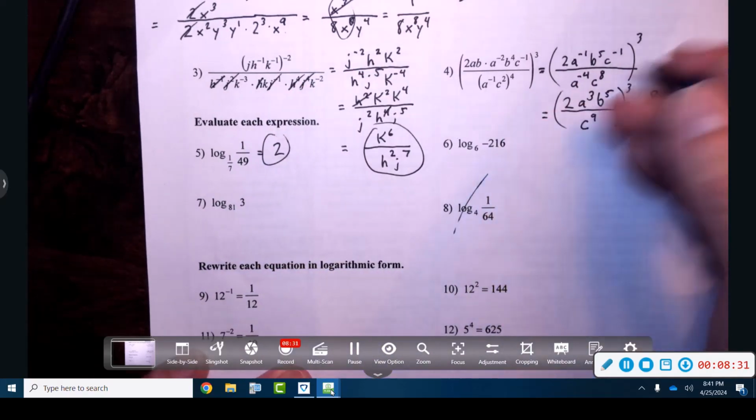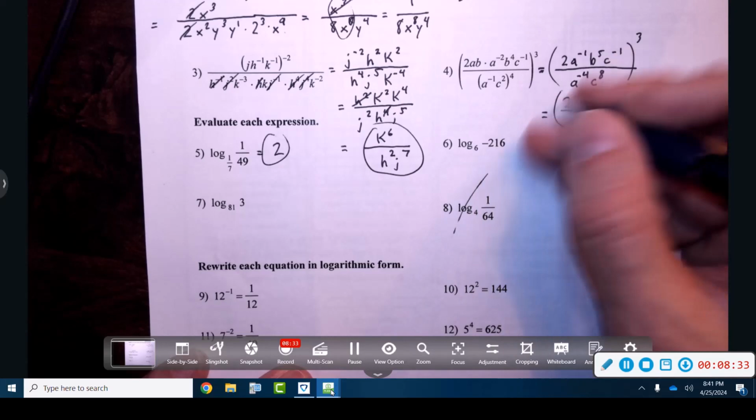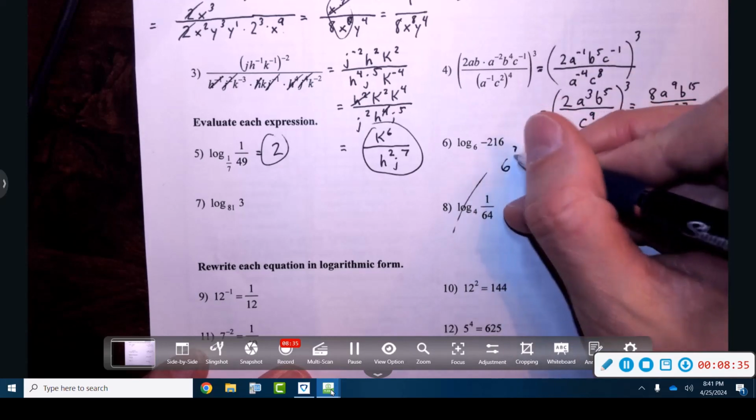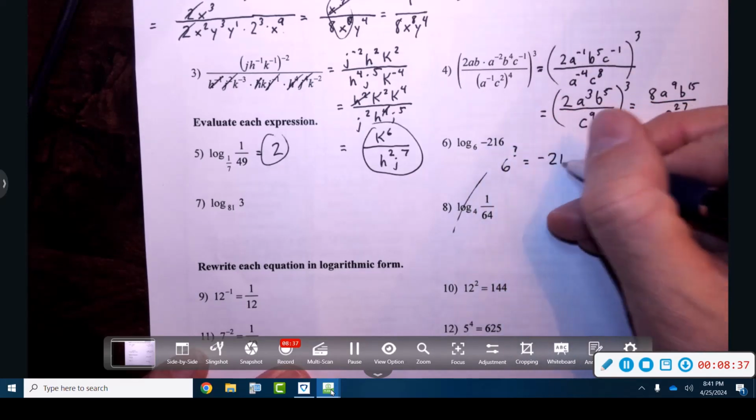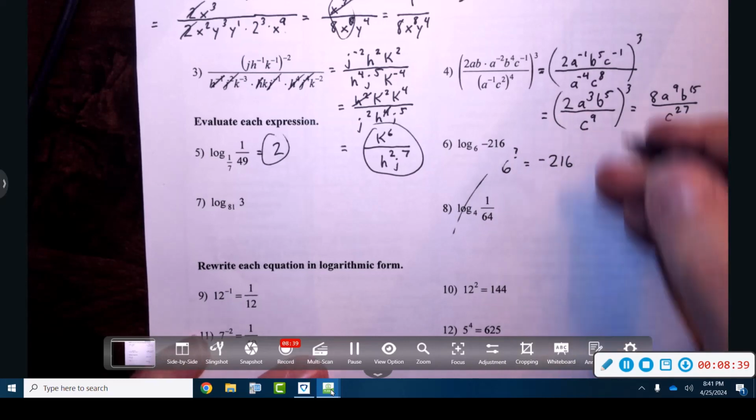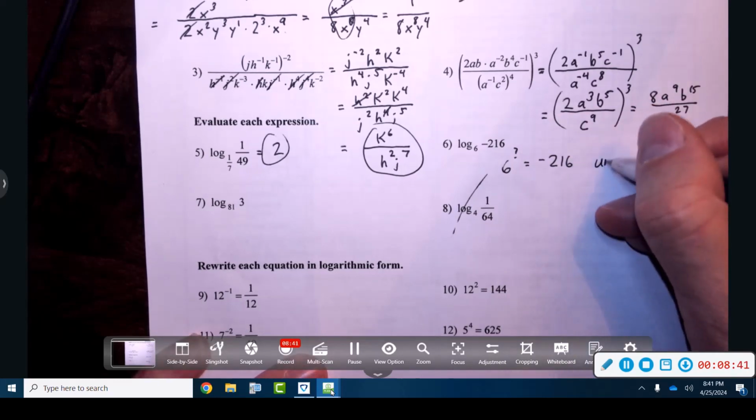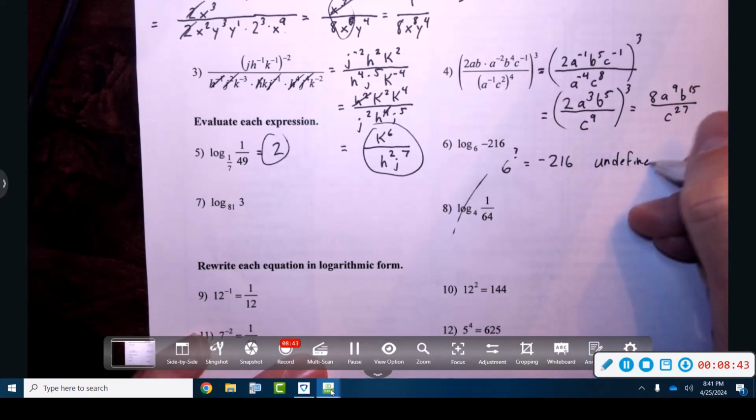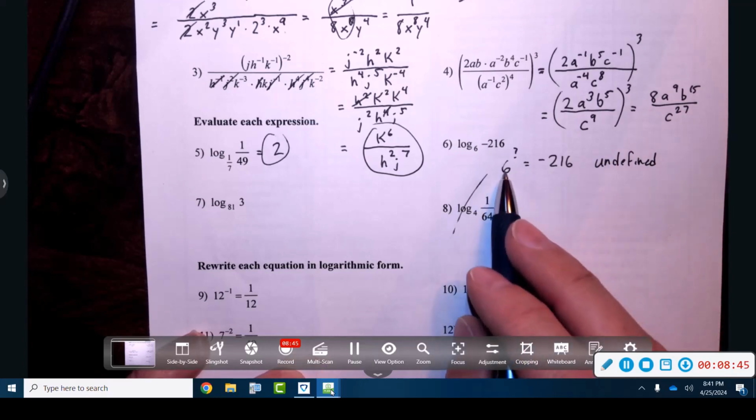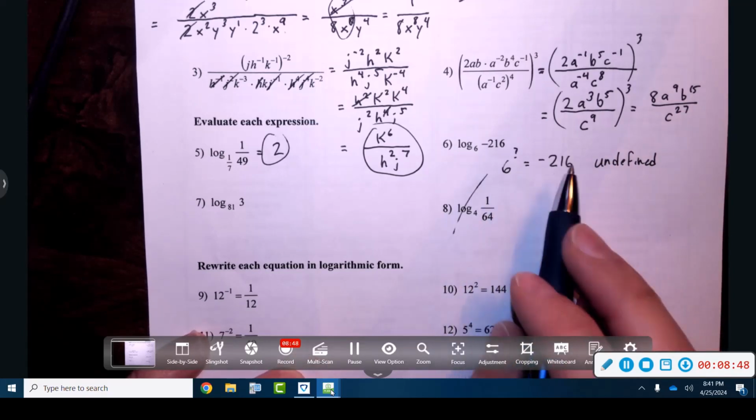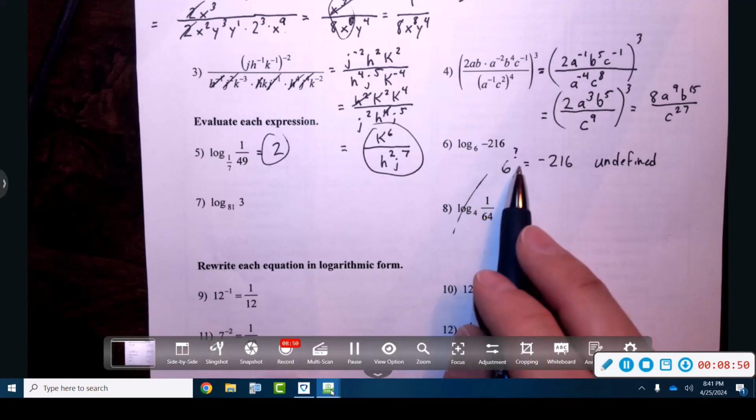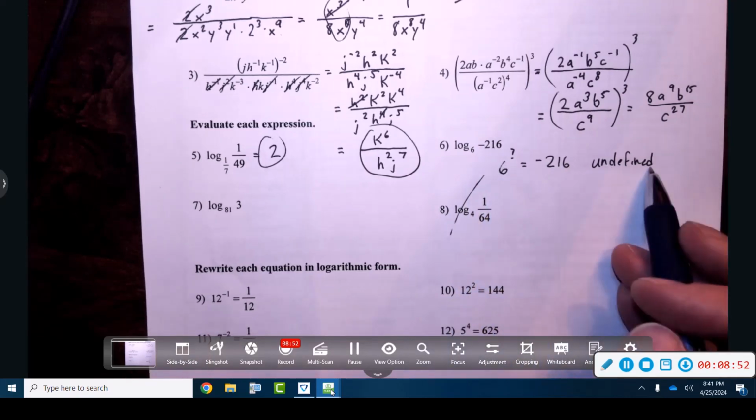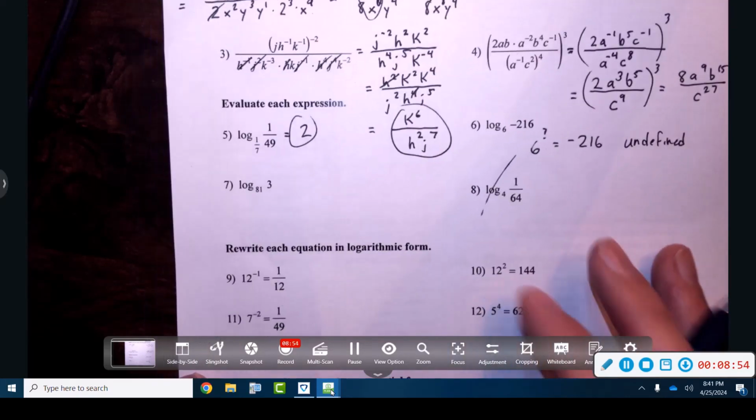This one right here, what I'm thinking is what exponent will actually give me negative 216? And if you've been scratching your head for a while, it's with good reason, because you can't actually get a positive base to become a negative number. That's actually impossible. That's not what exponents do. So we would have to say that this is undefined.